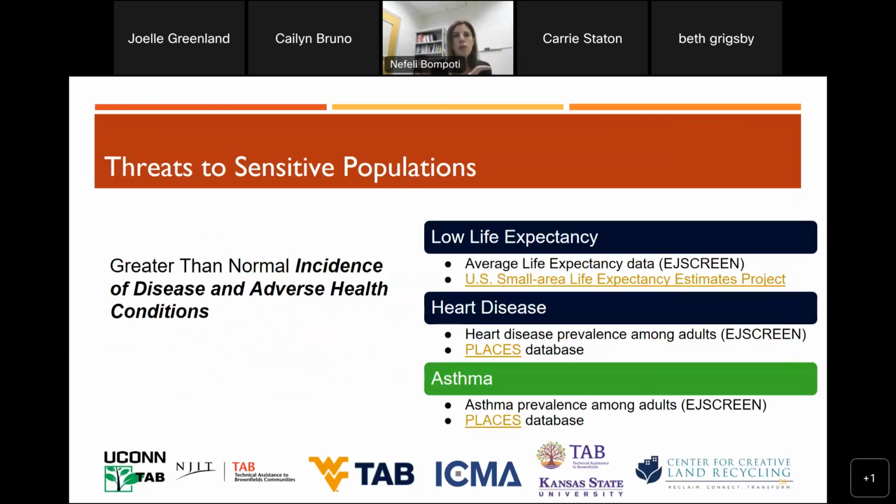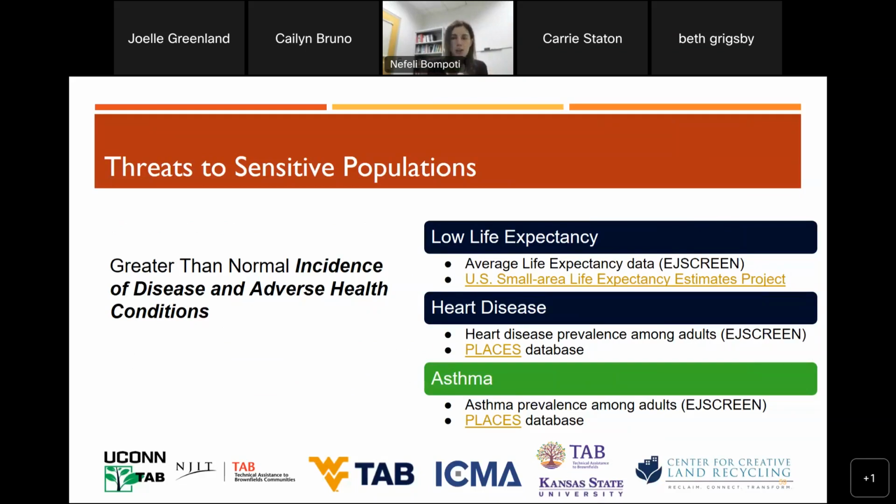Within that component of the threats to sensitive populations, there is a paragraph where you have to explain if you have greater than normal incidence of disease and in general adverse health conditions. And there are three types of sources, three types of data that you need to mention here. One has to do with low life expectancy. Second has to do with heart disease and asthma, right? And also something that I haven't included here, lead poisoning as well.